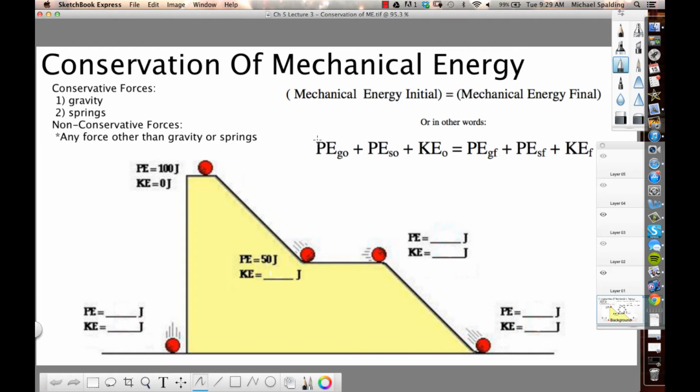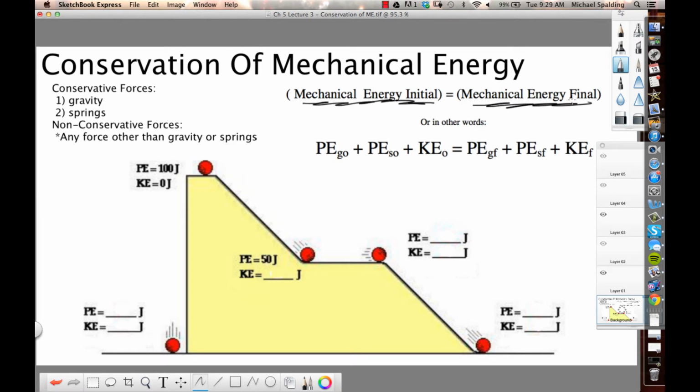Is that what we mean in the physics sense? No. In the physics sense, what we mean is what we start with at the beginning of the problem is going to be equal to what we end with at the end of the problem. Initial equals final. So we're applying this conservation idea to mechanical energy. What we're saying here is the mechanical energy at the beginning of a problem is going to equal the mechanical energy at the end of the problem.